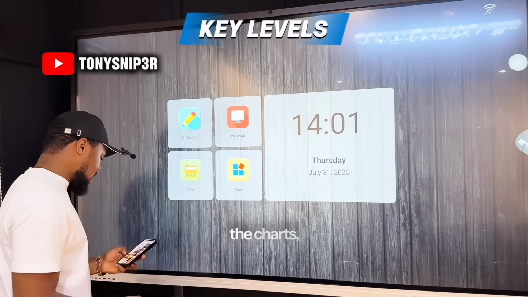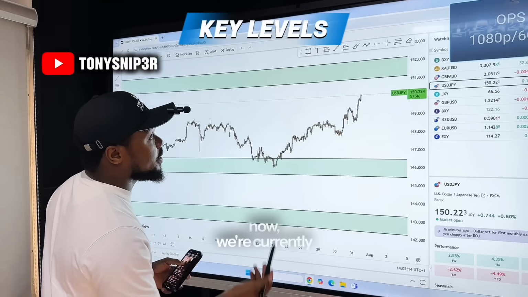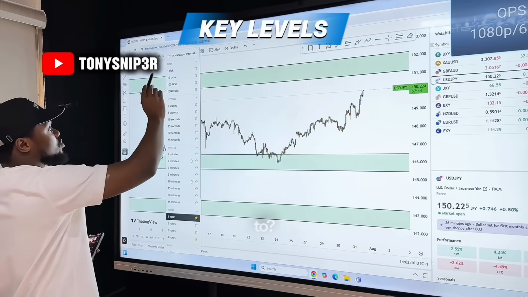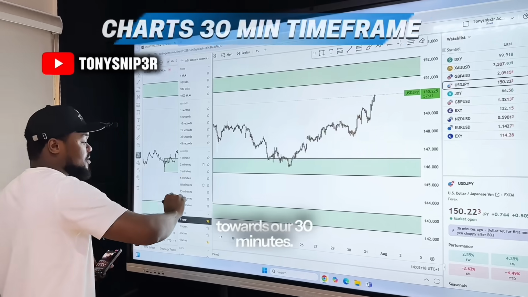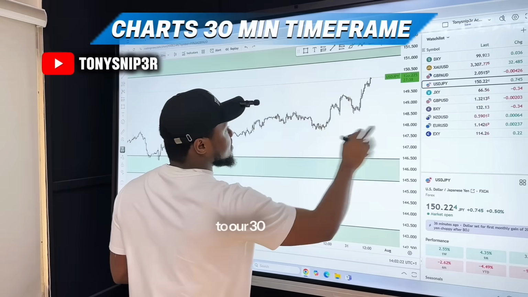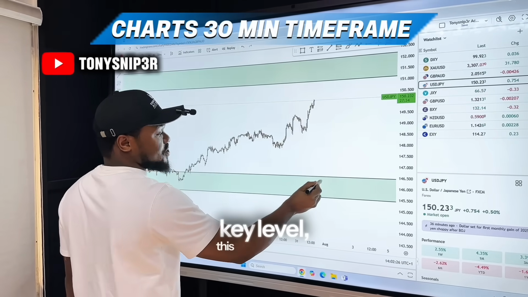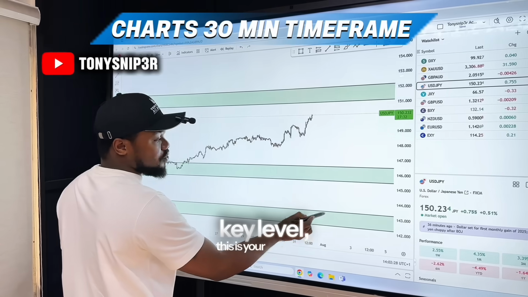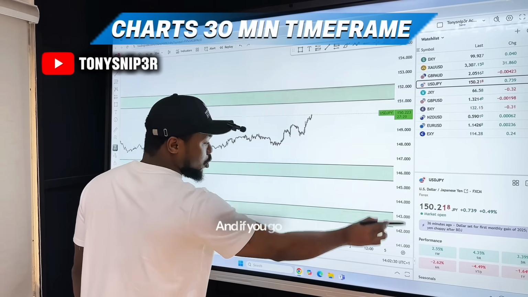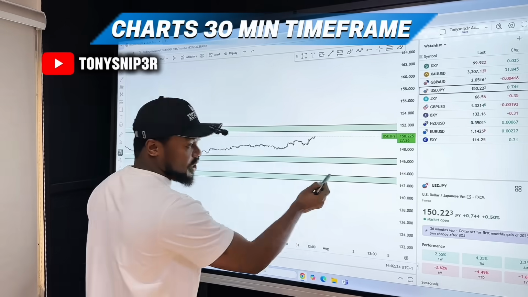Now if we go back to the charts, now we're currently on the chart, right? Now where are we moving to? We're moving towards our 30 minutes. Remember, this is USD JPY. Now when we've moved to our 30 minutes here, remember this is your daily key level. This is your 1 hour key level. This is your 4 hour key level. And if you go down below again, you will find what? You end up finding your daily key level.